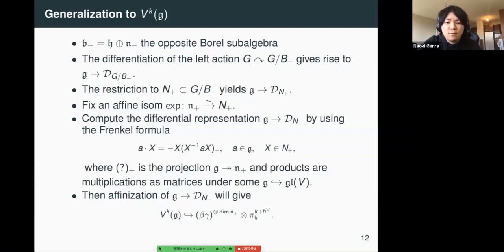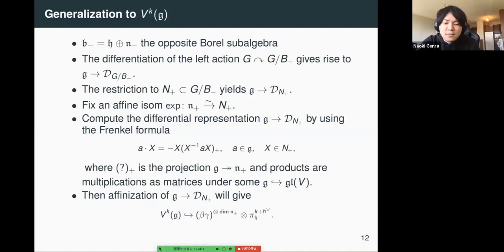So now fix an affine isomorphism. Now N plus is a unipotent subgroup, so this is an affine space, so we can identify it with the Lie algebra by using the exponential map. And now we want to compute this differential representation, but there is a very famous formula. I want to call it the Frenkel formula. This action can be computed as a dot x, which can be computed by minus x inverse a x, with bracket plus, where bracket plus means the projection from G to N plus. And the product on the right hand side is matrix multiplication.